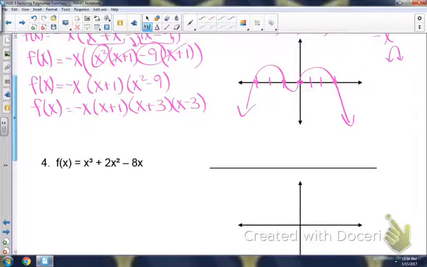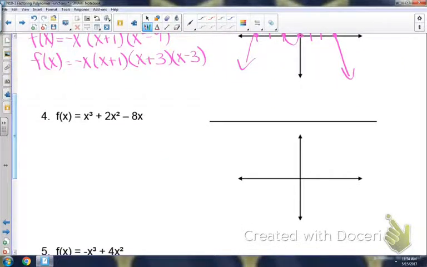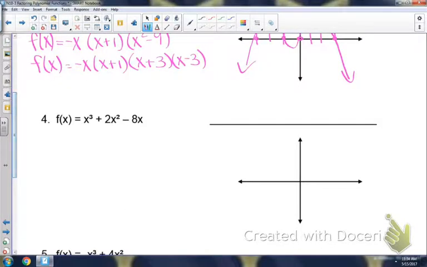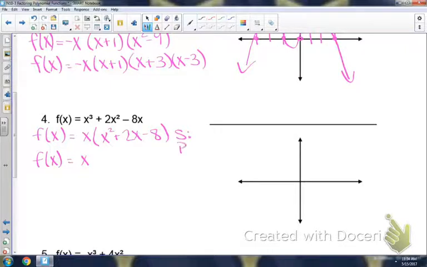Okay, last one. We're factoring. Oh, actually we have two more. We're factoring. So notice they all have an x in common. You're left with x squared plus 2x minus 8. Okay, so looking inside after we take out the GCF, there's 3 terms, which means we need to do sum and product. Sum would be 2, product would be negative 8. So that would be a positive 4 and a negative 2.